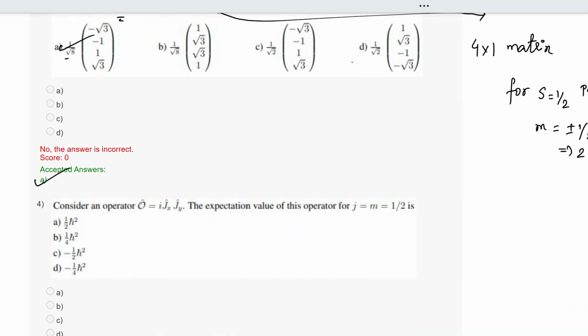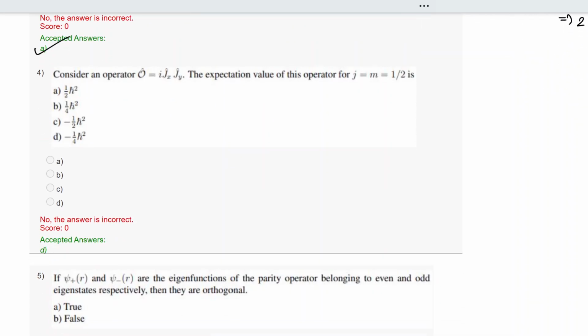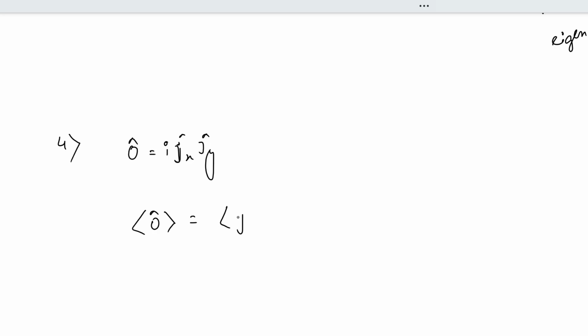Now question number 4, consider an operator O cap is equal to I j x cap j y cap, then the expectation value of this operator for j equal to m equal to half is how much? So j x j y has a product and you have to take the expectation value of O cap. Now for simplification sake, so let us check. Question number 4 is O cap is equal to I, this is imaginary I, j x cap j y cap. Now O cap expectation value is Jm, you have to take Jm is equal to I.